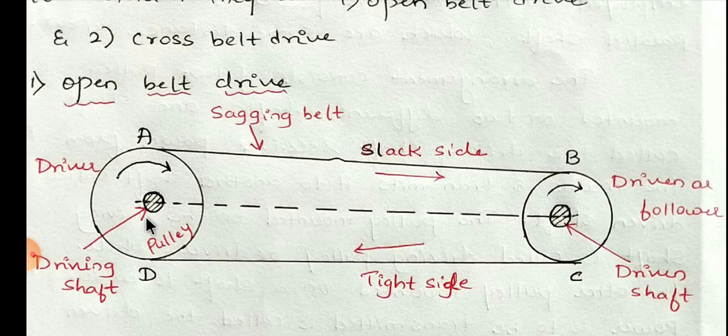Here the driver is going to pull the belt from the lower side and deliver it to the upper side. The lower side will have more tension than the upper side. That's why it is called the tight side, and the upper side is called the slack side. This is about open belt drive.